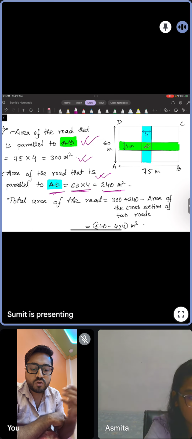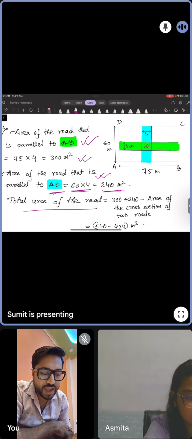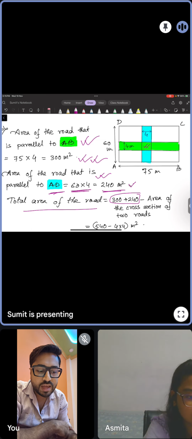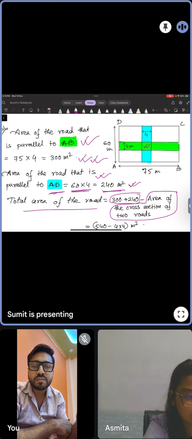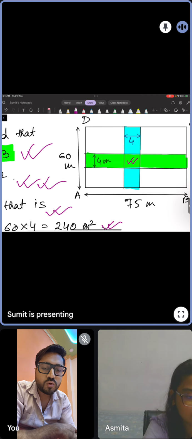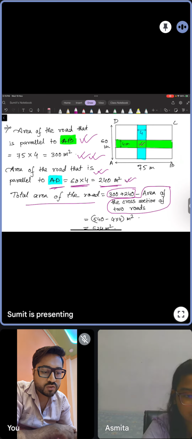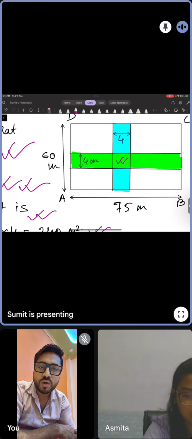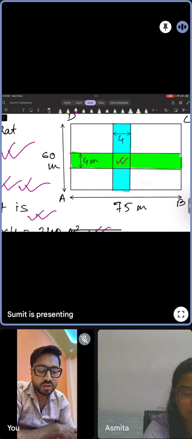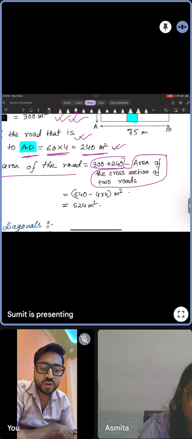So if you add both of them, then we'll get the total area of the road. I have added 300 plus 240. Both the roads I have added, and I have subtracted the area of the cross section of the two roads 1 time, as when we add the two roads, the middle one will come 2 times. Clear? The cross section, as I have said, the middle one, is a square, that is 4 meter by 4 meter. So it will be 540 minus 4 into 4, that is 524 meter square.